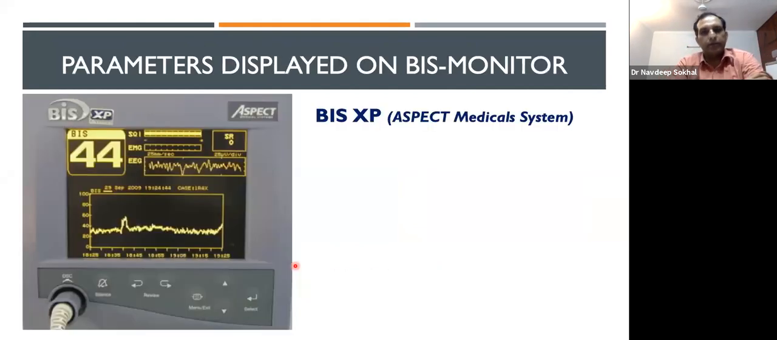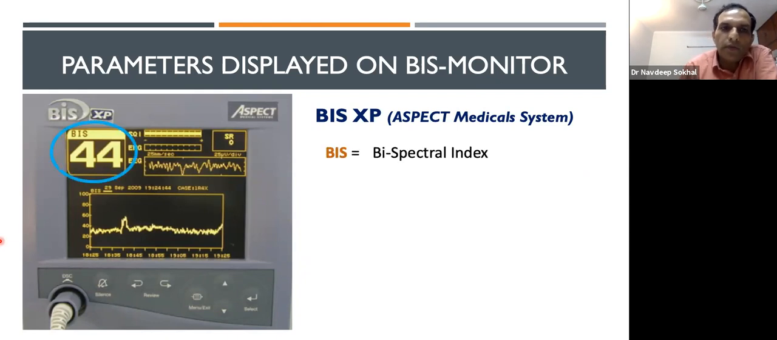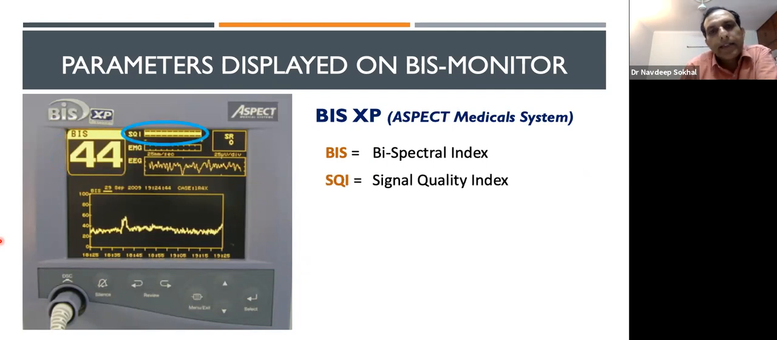But if you see this monitor, there are multiple other parameters displayed on it. It's not just the BIS value. This is the monitor which was the first monitor developed by Aspect Medical Systems. This is called BIS XP, and you can see it is giving a number called BIS, or bispectral index, which here is 44. Besides that, there is something called SQI, that is signal quality index. This signal quality index is a bar or histogram which tells you about the quality of the signal.